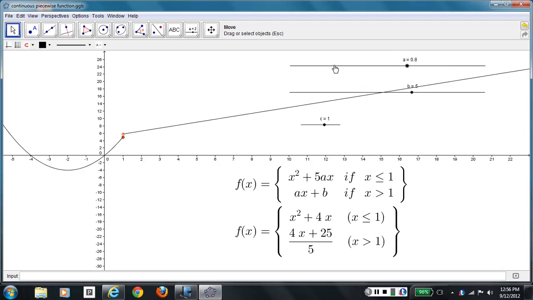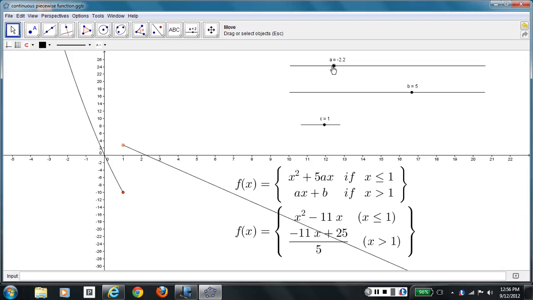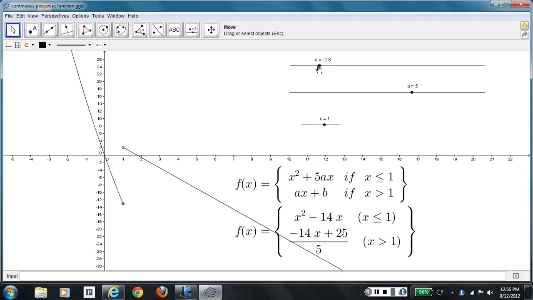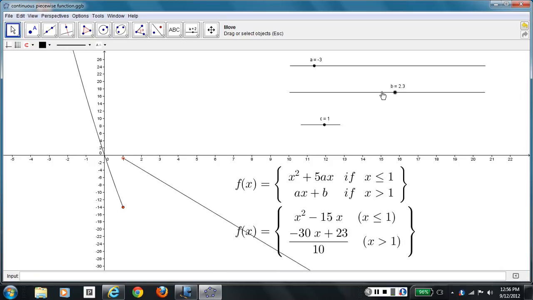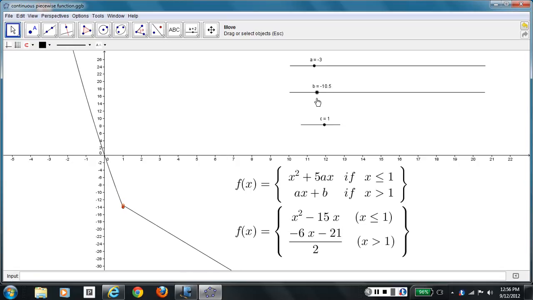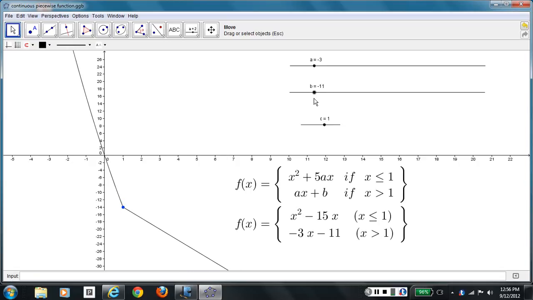What if a is -3? There we go, a is -3. What would b have to be in order for this function to be continuous? Negative how much? -11. Let's see if I can go that far to the left. There we go, -11. And so the pieces come together and meet there.